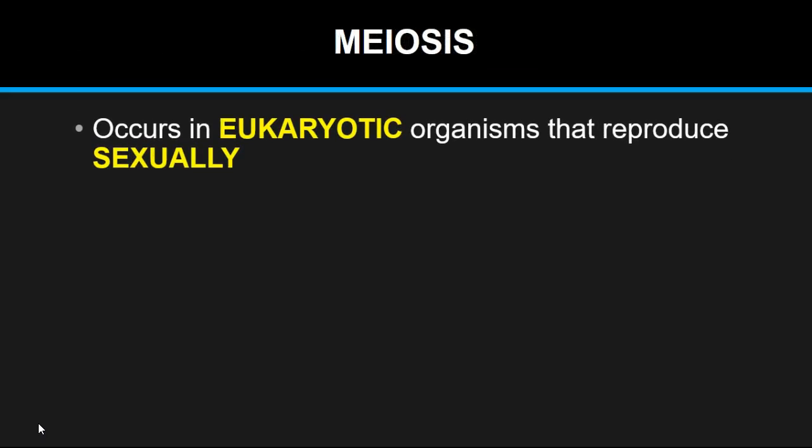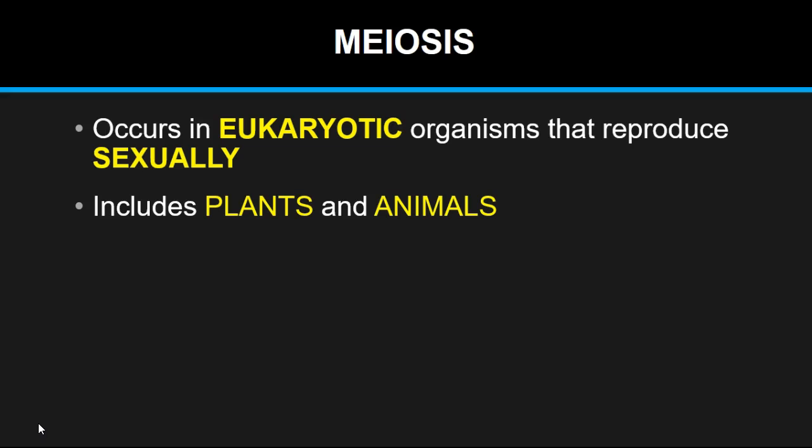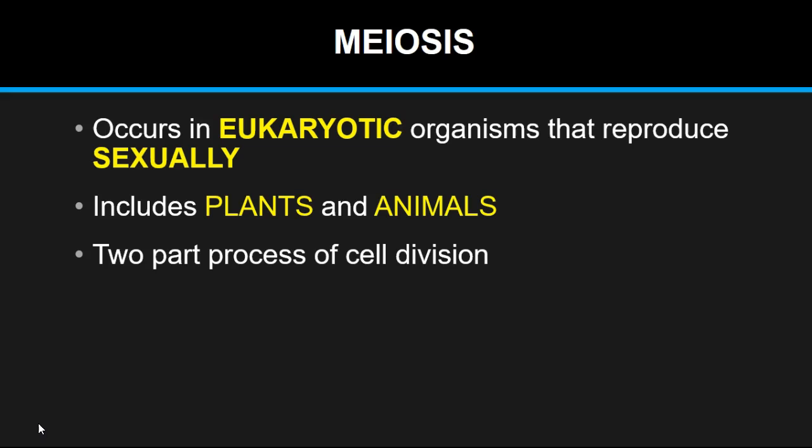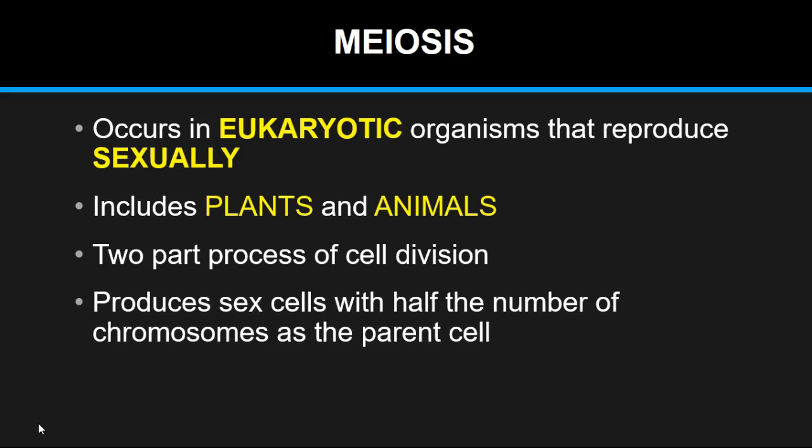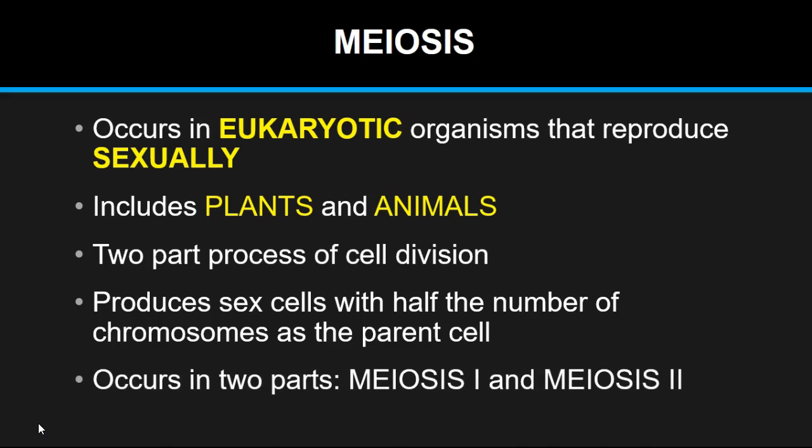Meiosis occurs in eukaryotic organisms which reproduce sexually. And this includes organisms such as plants and animals. And it's a two-part process of cell division. It produces sex cells with half the number of chromosomes as the parent cell. And the two parts of meiosis are called, interestingly enough, meiosis I and meiosis II.